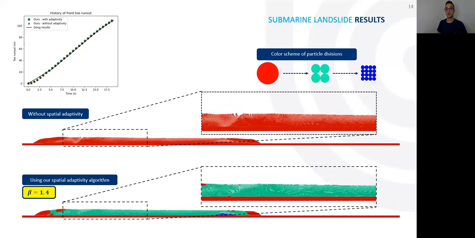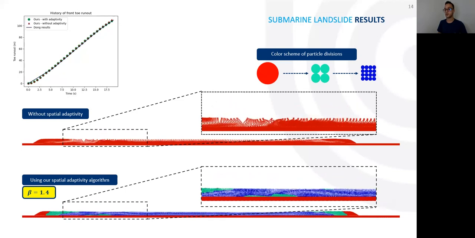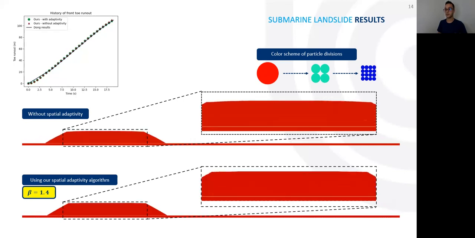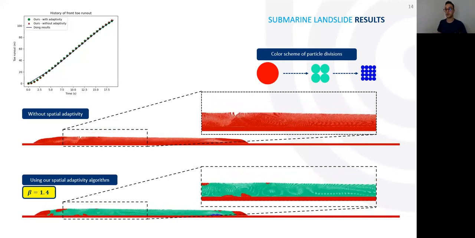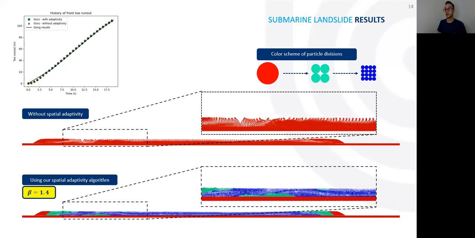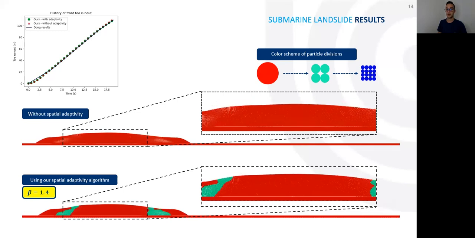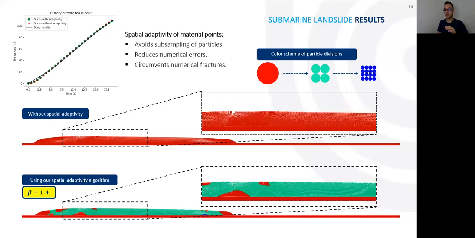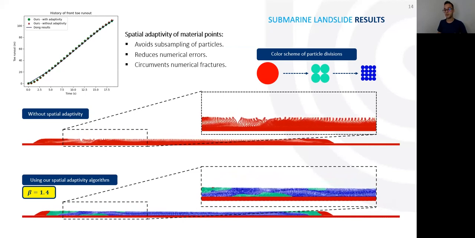And that is because this submarine landslide case presented by Dong has a characteristic of elongation, and what is most significant to it is the maximum shear stress that was specified along the contact interface between the seabed and the sliding mass. So even though in this case the displacement history and velocity responses were acceptable even with the numerical fractures, if we used the simulation to verify the contact forces with submerged structures, for example, this simulation wouldn't produce reliable results. And then, summarizing, we observed that our technique essentially avoids subsampling of particles, reduces numerical errors, and circumvents numerical fractures.